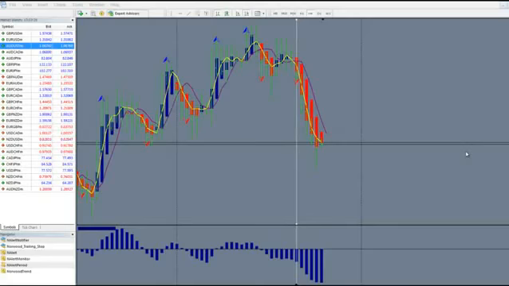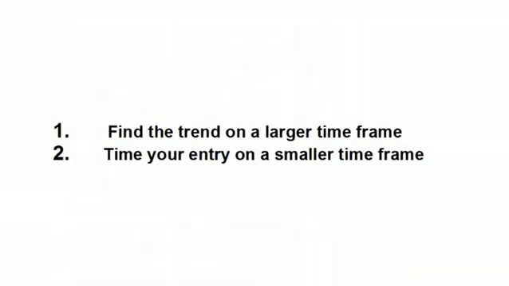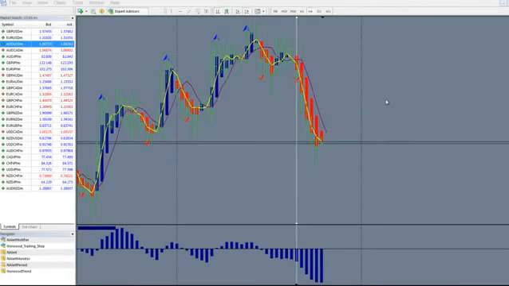So there are two basic steps in this process. First, you need to be able to find a trend on a larger time frame, and then go to the smaller time frames to time your entry. Let's do a couple of examples.